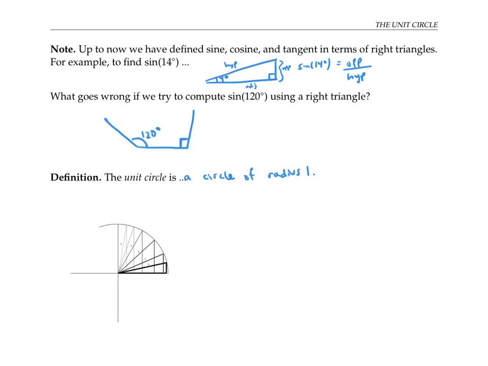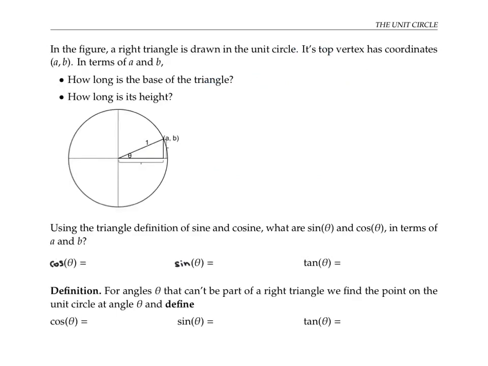Let's look at this relationship in more detail. In this figure, I've drawn a right triangle inside a unit circle. The hypotenuse of the triangle is the radius of the circle, which is 1. One vertex of the right triangle is at the origin. Another vertex of the right triangle is at the edge of the circle.